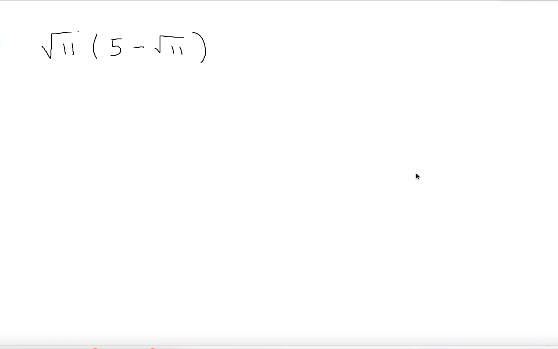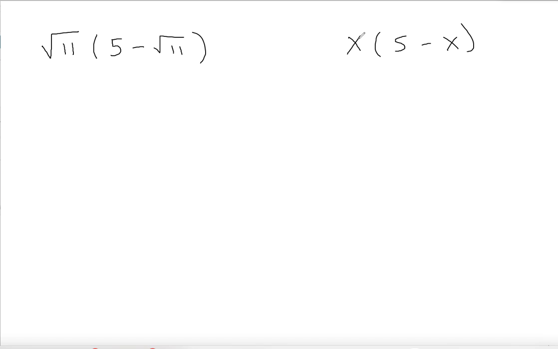Okay, for this one, we're just going to distribute that root 11 through the parentheses. Again, with these roots, there's something about that notation that just really messes with people. Just pretend for a second that instead of a root 11, it was an x.